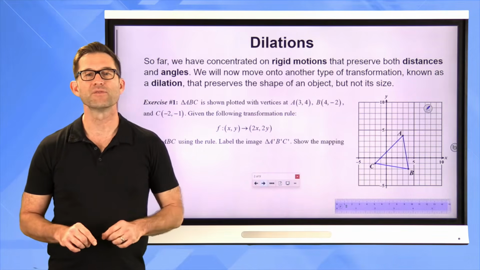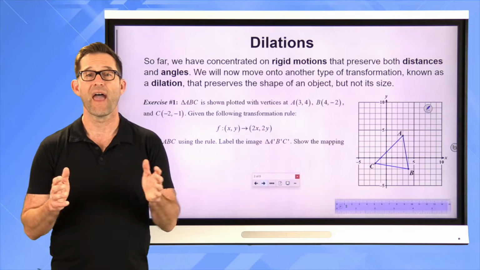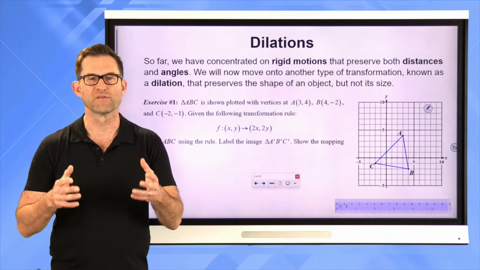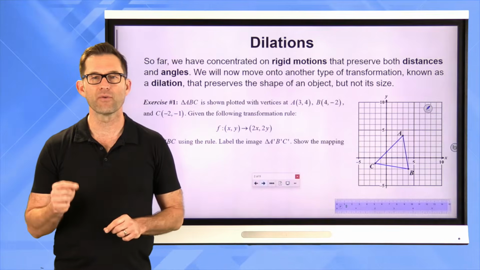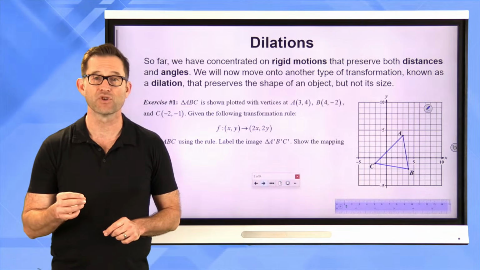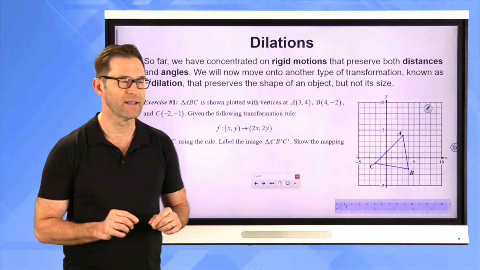And let me reiterate, so far we've concentrated on rigid motions that preserve both distances and angles, right? So it preserves the shape and the size of a figure. We will now move on to another type of transformation known as a dilation that preserves the shape of an object, but not its size.